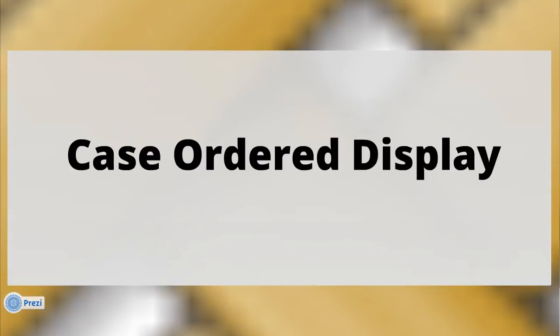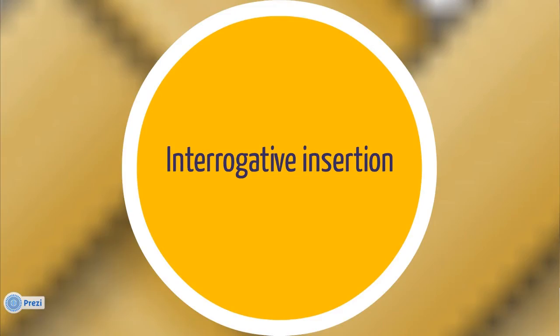Number 4. Case-ordered display. It shows the data of cases arranged in order according to the most important variable in the study. It allows to compare cases and note their different features according to their order. Qualitative analysis of text documents.